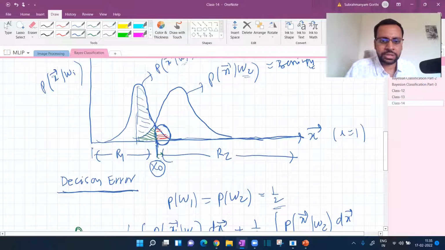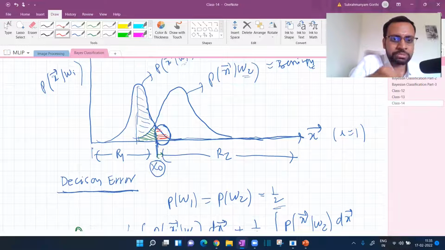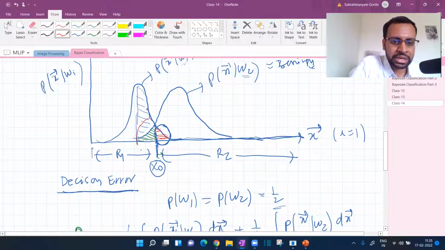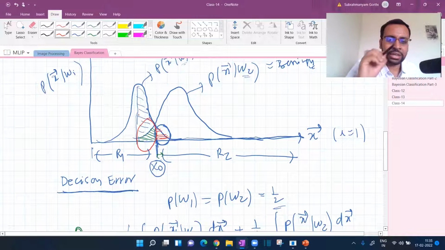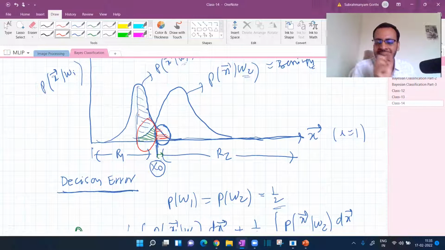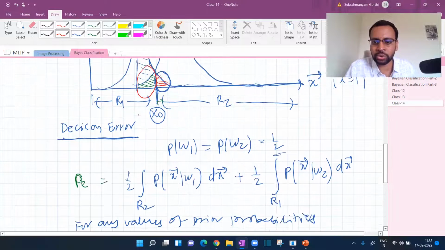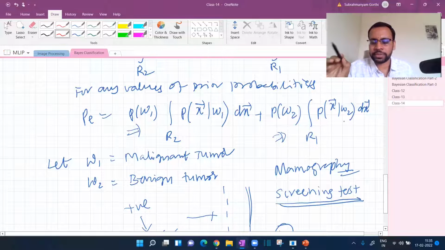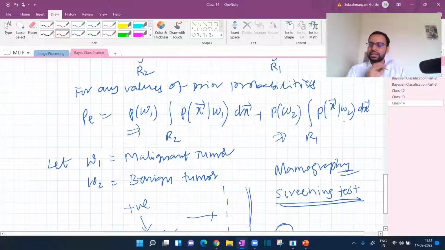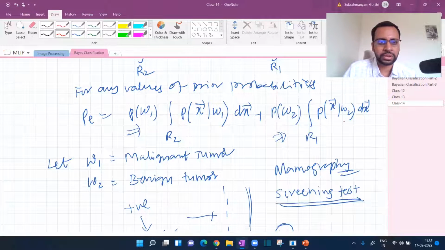And for this region, which I am showing now, let's say in red here, the red circle, I have assigned it to omega 1, but those fractions should have been assigned to omega 2. That is what is there in the second term. That is the penalty coming because of that. Is that clear? Yes, sir.